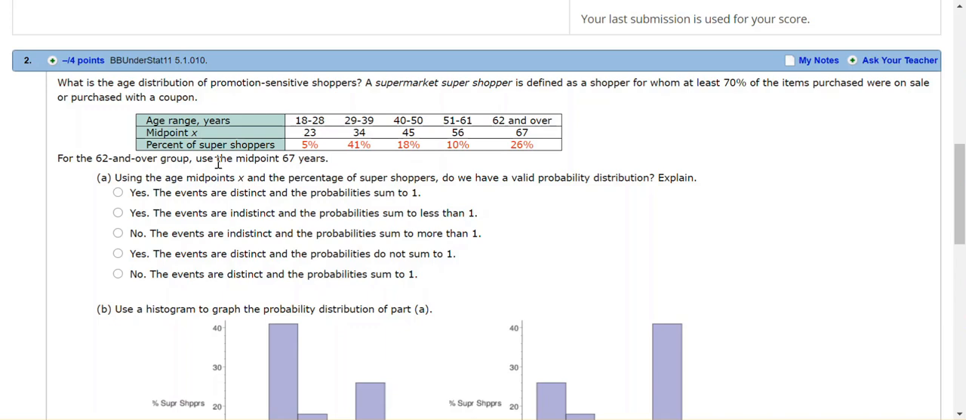Then the percentage of shoppers that each of those groups have is listed. Now be careful on your homework. This may be different than listed here because these numbers in red are randomly selected. So your second group of numbers may be a little different here. In my case, it's 5%, 41%, 18%, 10%, and 26%.